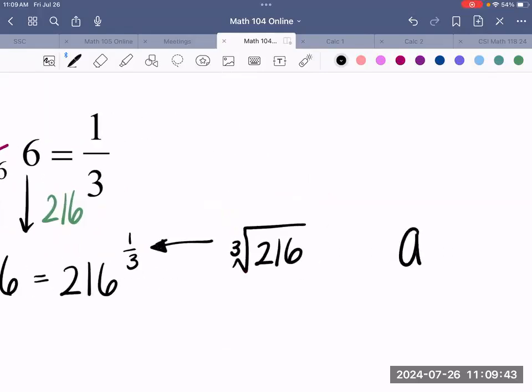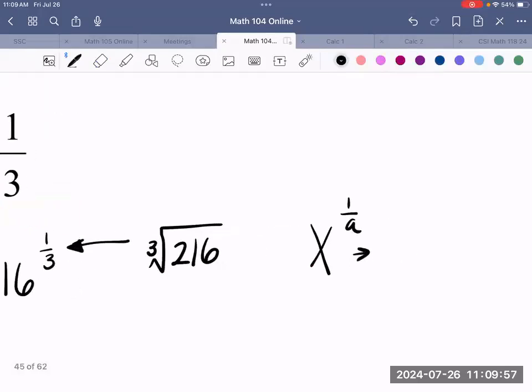So this can be written as x to the 1 over a. By writing your a out front of your radical, let me rewrite that a so it doesn't look like a 9. We've got your a outside the radical and the x on the inside with that same degree.